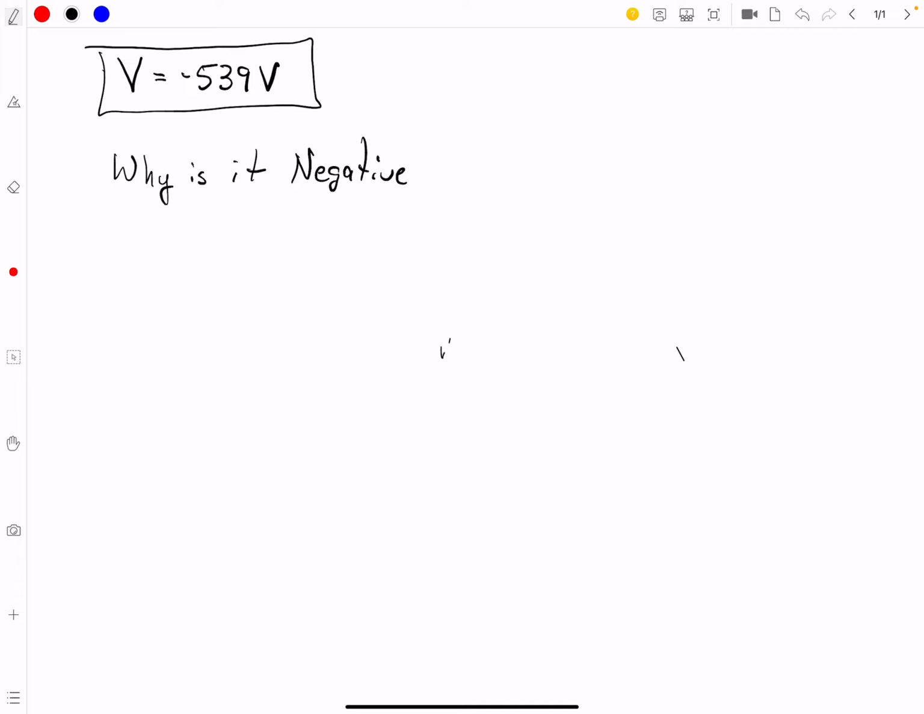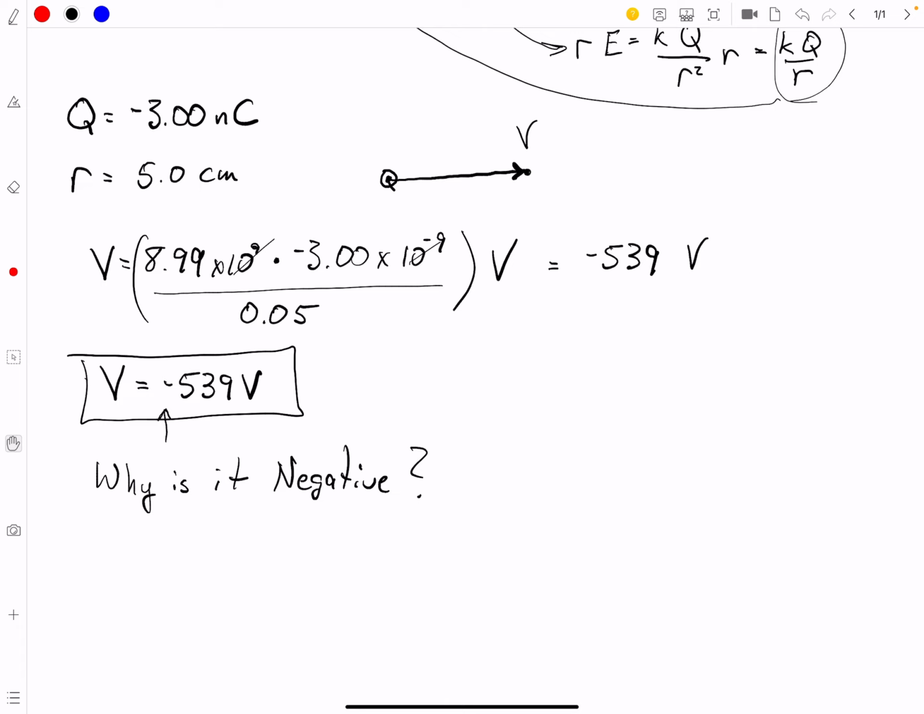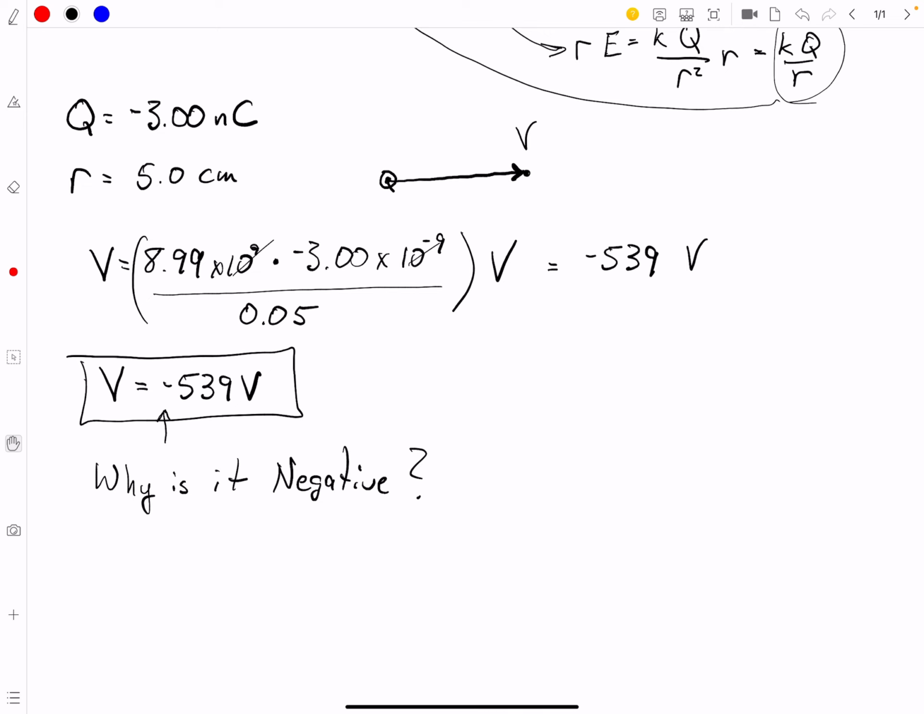Our answer. In other words, why do we see this negative sign here? Okay, good. So let's think about this. So we have a negative charge, first of all. So you might say, oh, well, it's obvious because this charge here is negative, so it has to be, right?